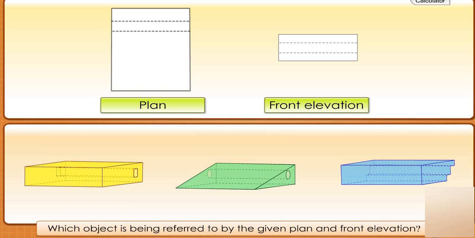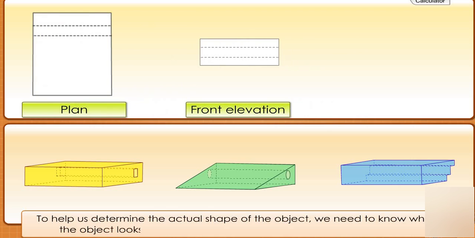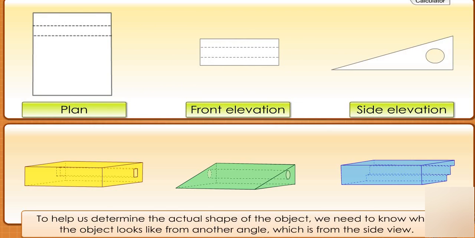We already know what the object looks like from the top view and the front view. So, to help us determine the actual shape of the object, we need to know what the object looks like from another angle, which is from the side view. Based on these three projections, we can now determine the shape of the object. It is the second object.